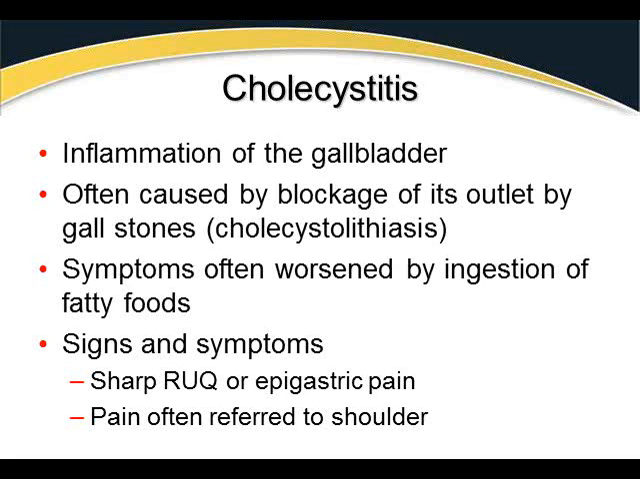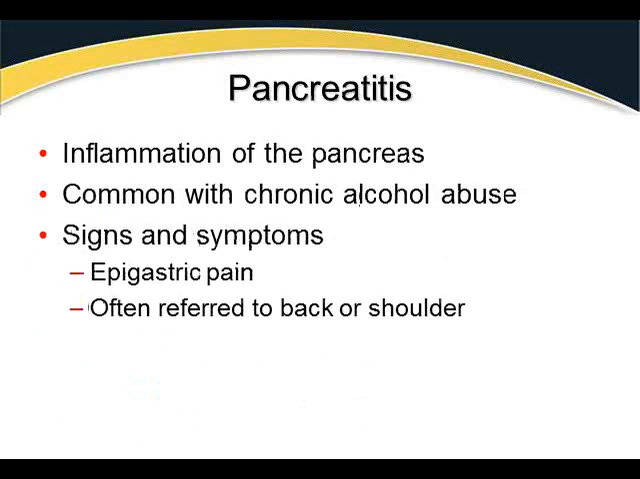These symptoms are often worsened by ingestion of fatty foods and/or alcohol is the other one that's common. And the signs or symptoms, again, will be sharp right upper quadrant or epigastric pain, and then pain referred to the shoulder, typically the right. And when you say the right, usually kind of behind the shoulder blade or the scapula. So that's the typical MO with that.